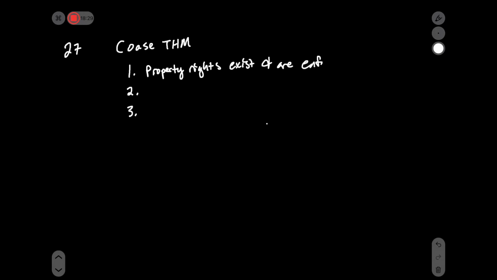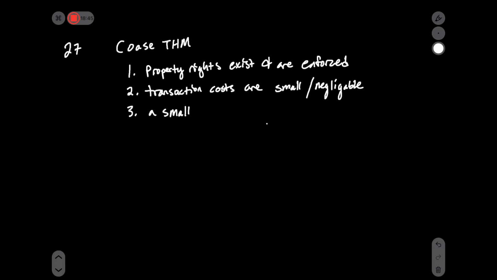Question 27. This is a review of the Coase theorem, and I'll just list out, the Coase theorem basically argues that you can solve problems of negative externalities by assigning private property rights to one of the interested parties. But it can only work if a certain number of conditions hold. The first is that property rights exist and are enforced. Second, that transaction costs are small, or negligible. And third, that a small number of parties are involved.